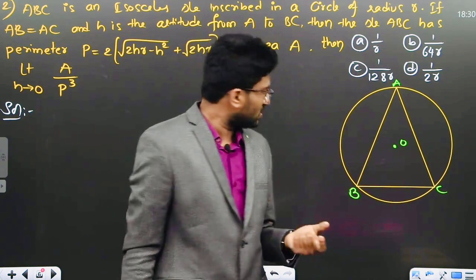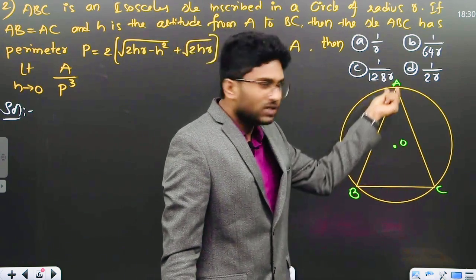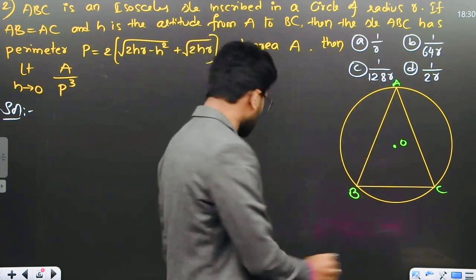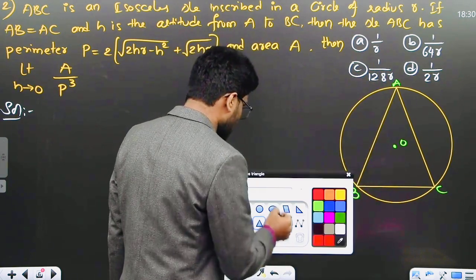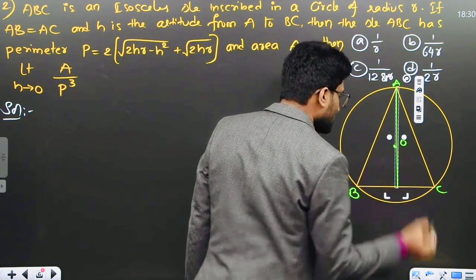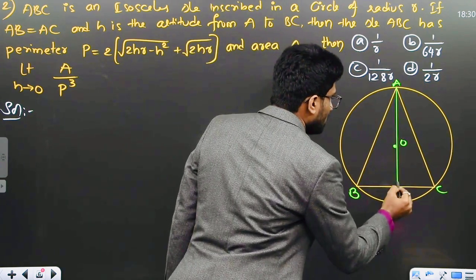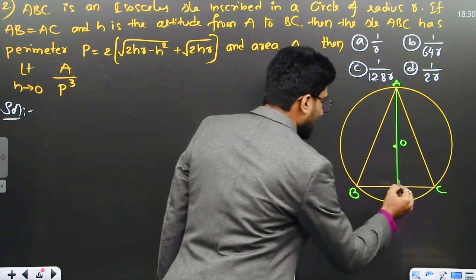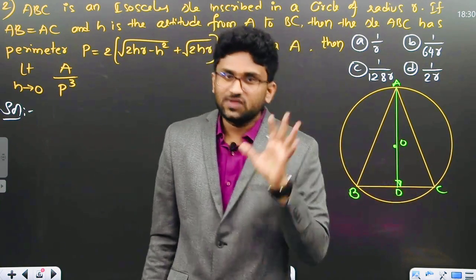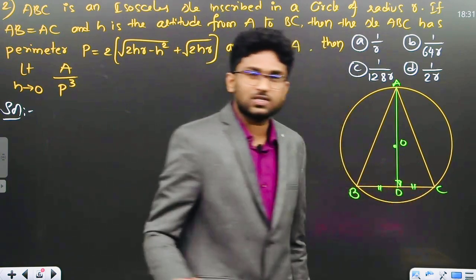Friends, we know the simplest thing: if in a triangle ABC, AB is equal to AC, the median drawn through vertex A will also be the altitude, and it will always pass through the center. So let this be my altitude, AD, which is the altitude as well as the median. If this is the median, definitely BD will be equal to DC.